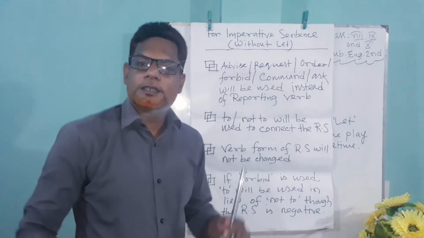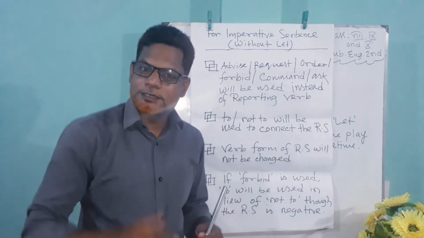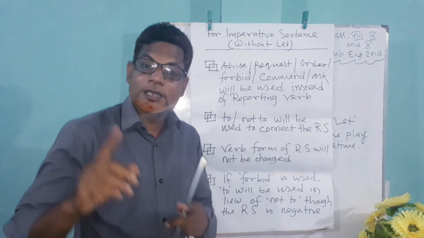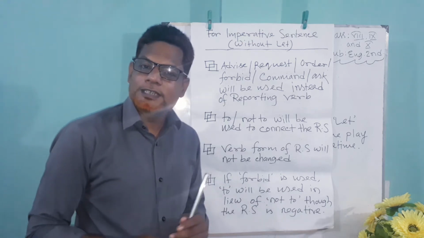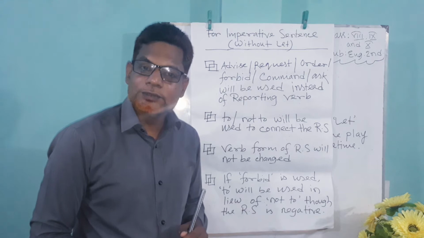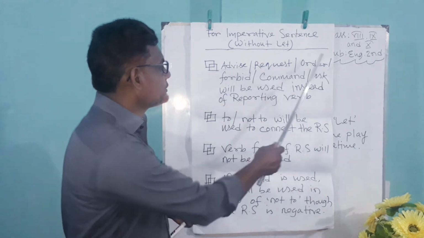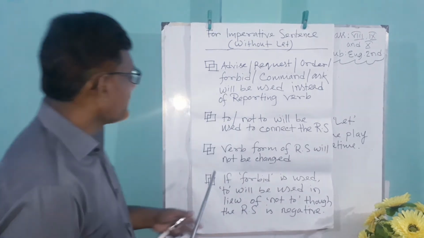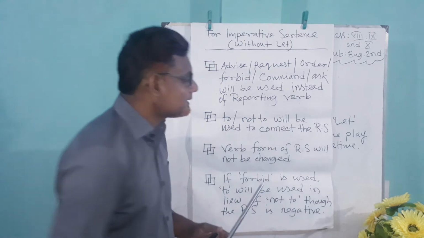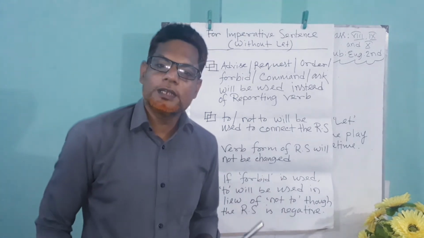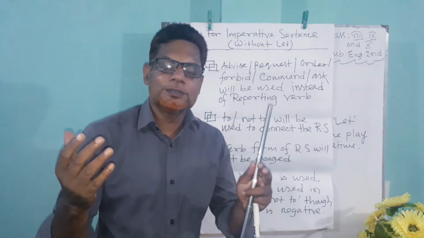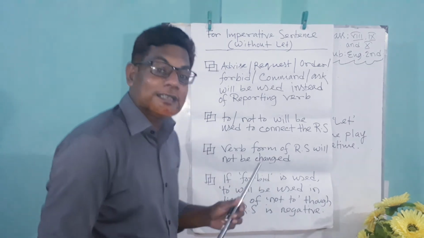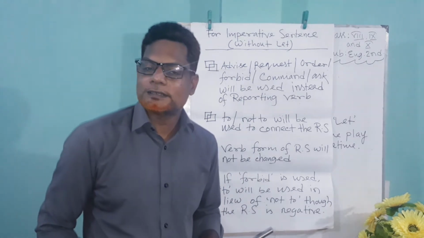We know very well in direct narration there are two parts. One is the reporting verb and the other is the reporter's speech. And the reporting verb may be changed according to the type of sentence. If the type of the sentence is imperative without let, you have to write advise, request, order, forbid, command or ask according to the meaning of the sentence. Then to or not to will be used to connect the reporter's speech. We know very well the reporter's speech is connected with the reporting verb with a connector. And in this case, which connector will be used? In this case, to or not to will be used as the connector.